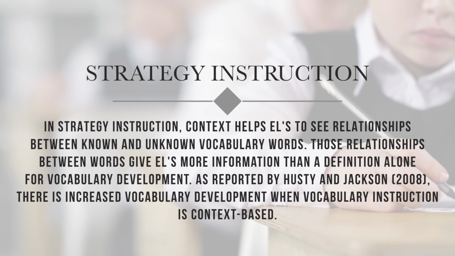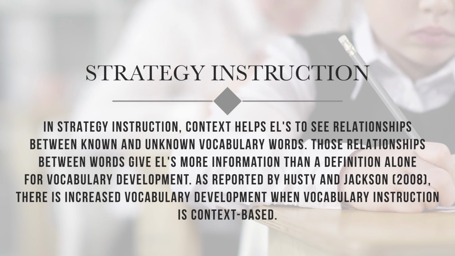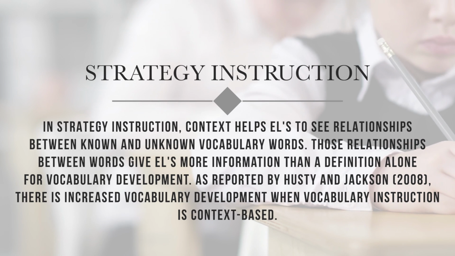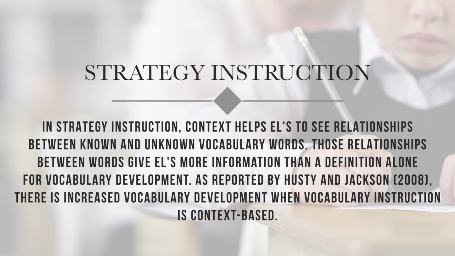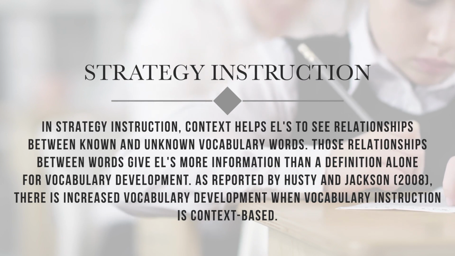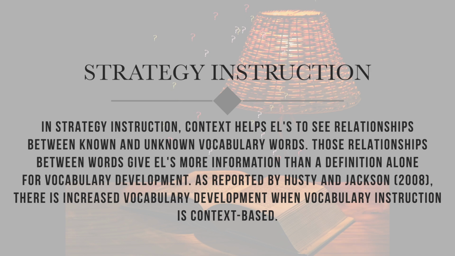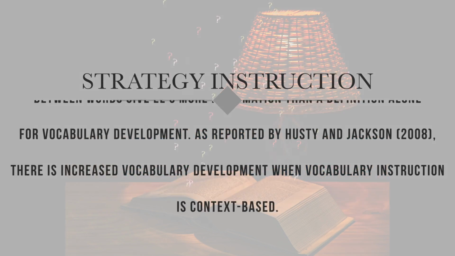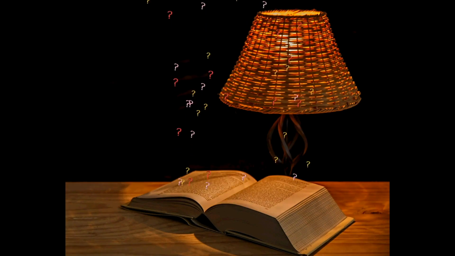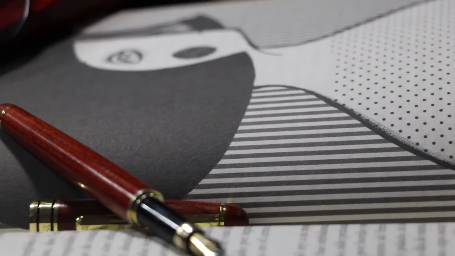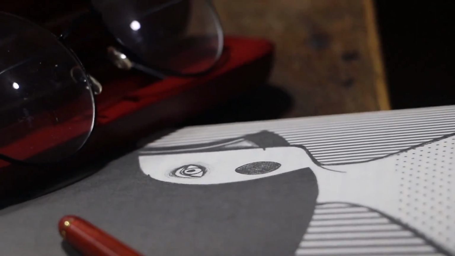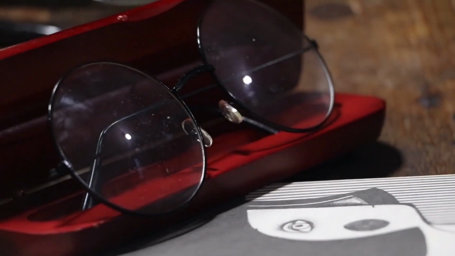In strategy instruction, context helps ELs to see relationships between known and unknown vocabulary words. Those relationships between words give ELs more information than a definition alone for vocabulary development. As reported by Husty and Jackson 2008, there is an increased vocabulary development when vocabulary instruction is context-based. Strategy instruction needs to be taught so that ELs learn to link their background knowledge to new concepts for meaningful associations and have strategies that they can use to successfully resolve problems in comprehension due to lack of vocabulary.